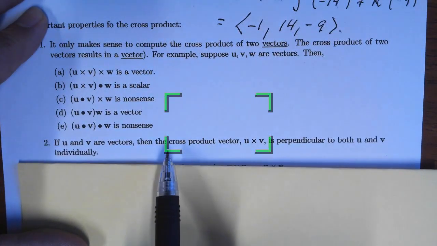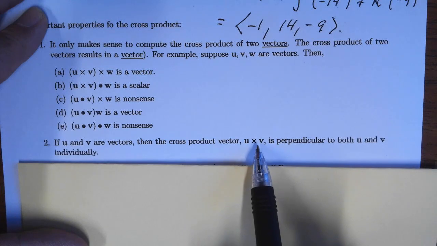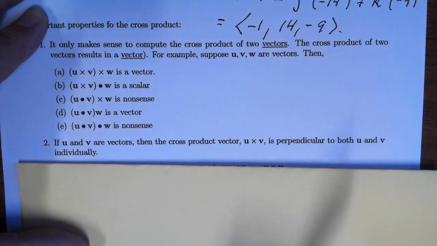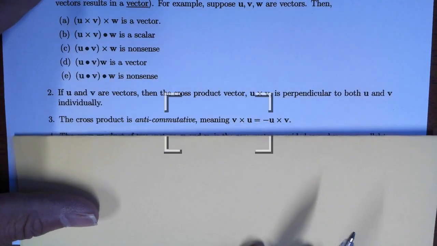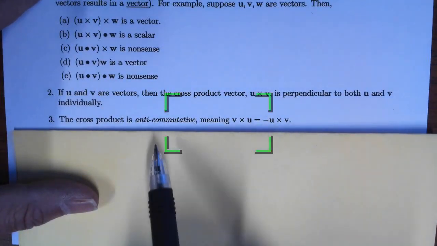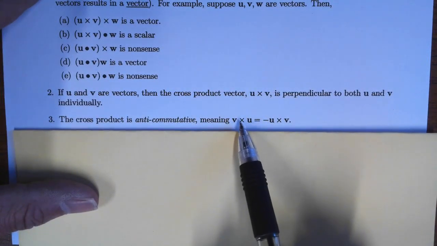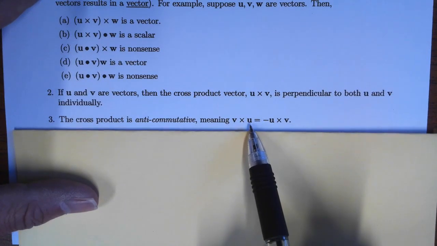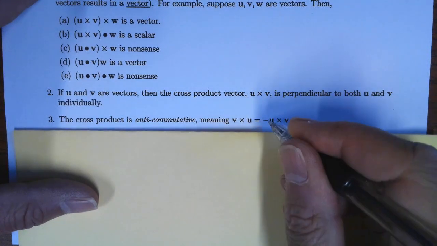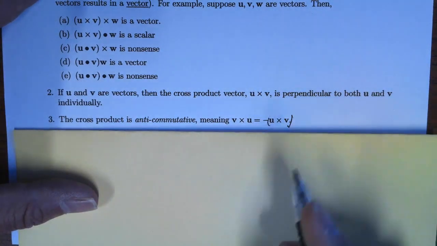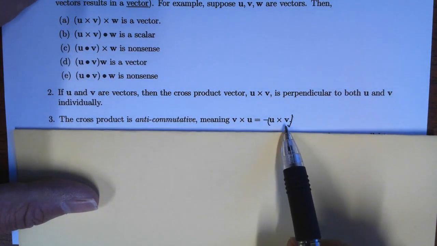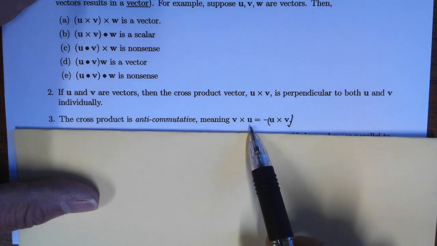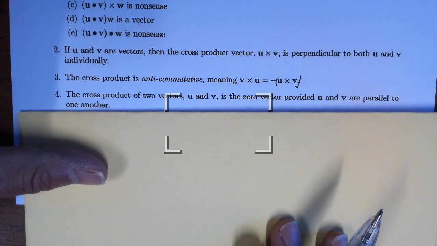If U and V are vectors, then the cross product U cross V is always perpendicular to both U and V individually. That's because of how we use the right-hand rule. This cross product is anticommutative. That means that if we switch the order in which we take the cross product, it's minus the cross product U cross V. So if we switch the order of the vectors, the difference is in the resulting direction.